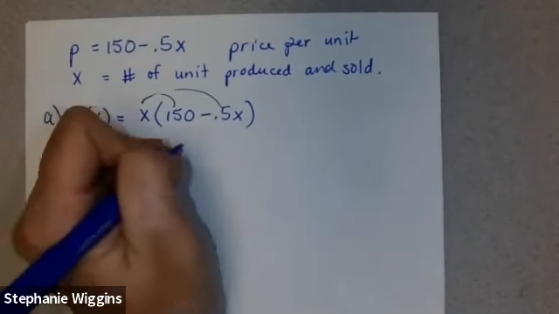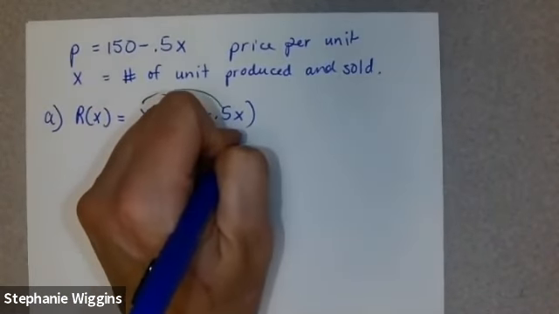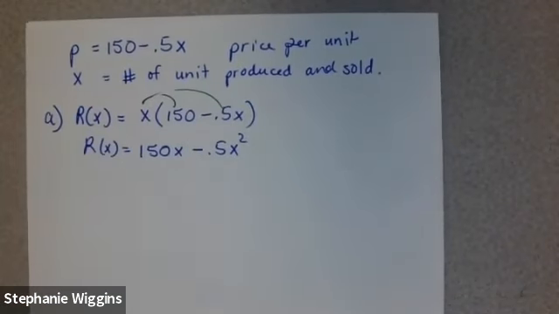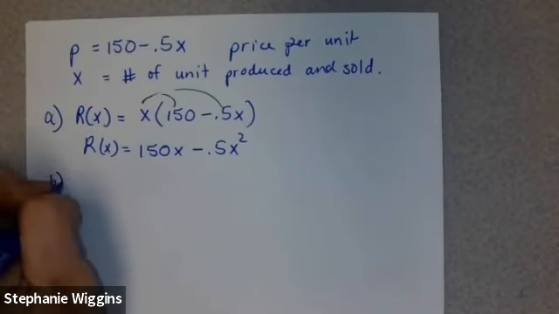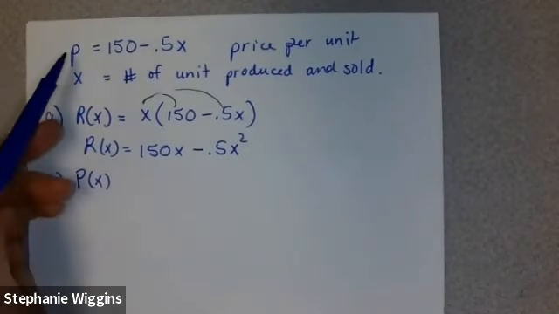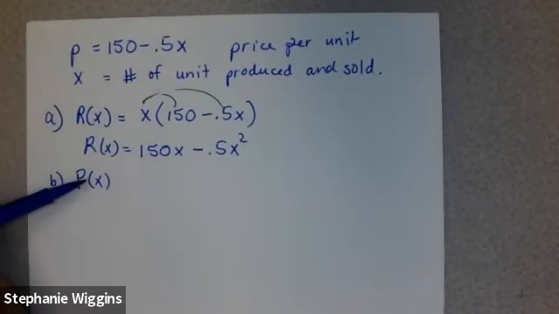So it's 150x minus 0.5x squared. That's my revenue function. Part B wants to know, what is the profit function? And I'm going to use a capital P. I already used a little p for price. Now I'm going to use a capital P for profit.